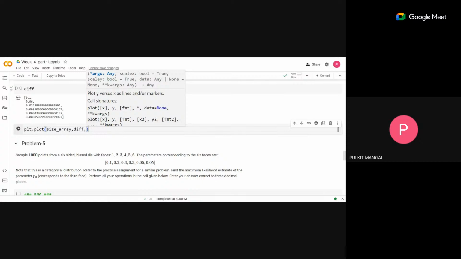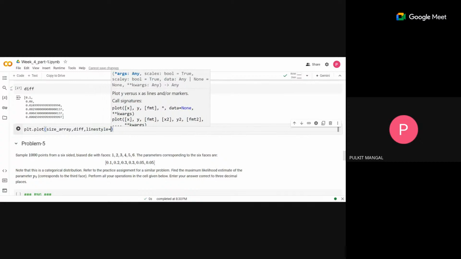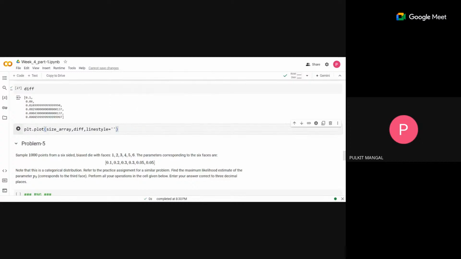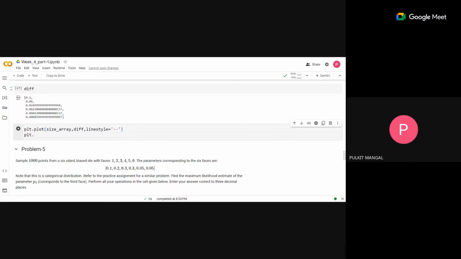I will use something called line style. Instead of just a bold line, it will create a dotted line. Type that. Now we have to do one thing here. Let's first just plot this. Maybe after that it will be better.